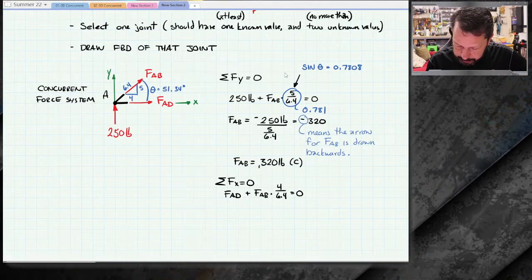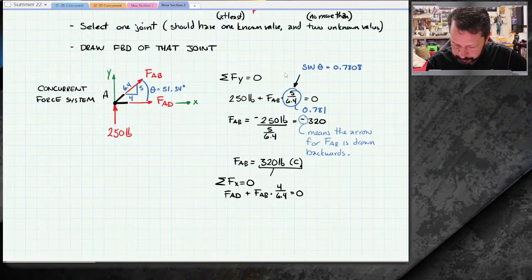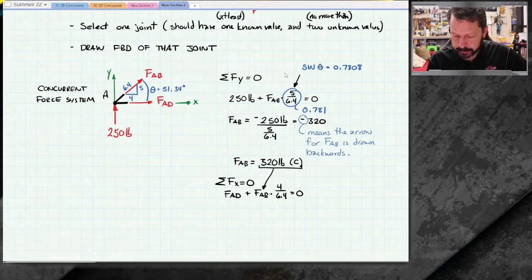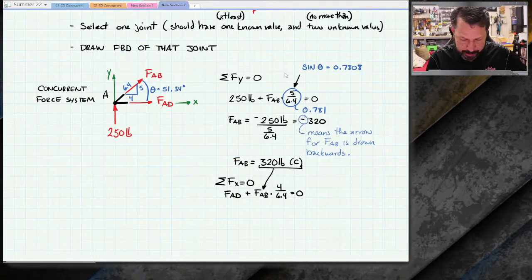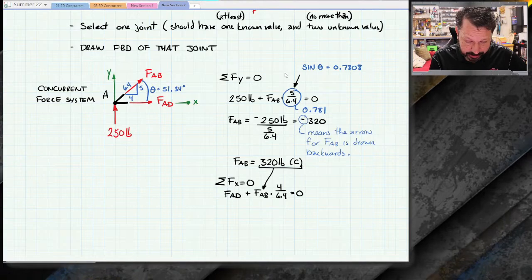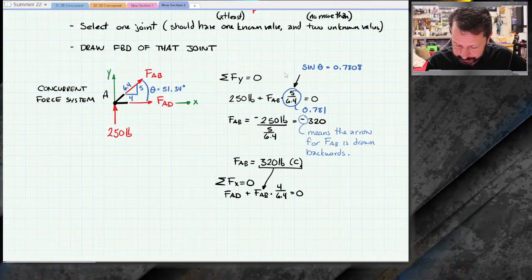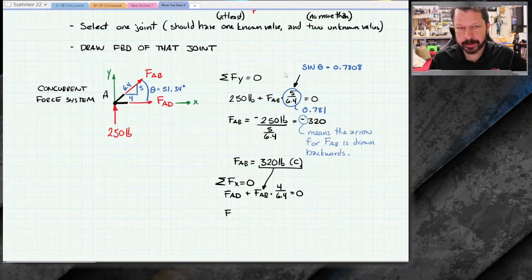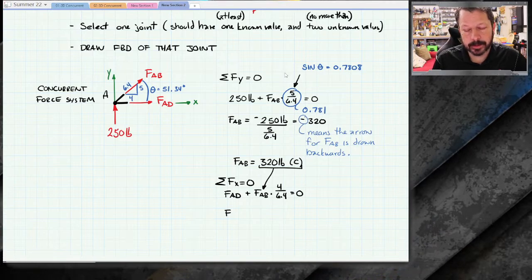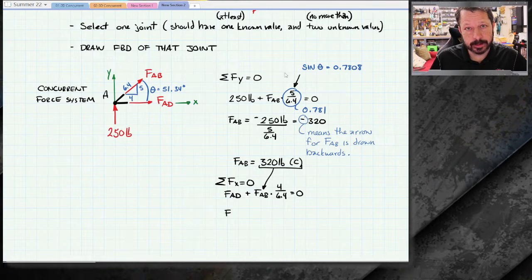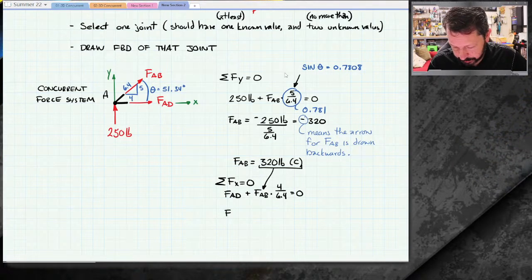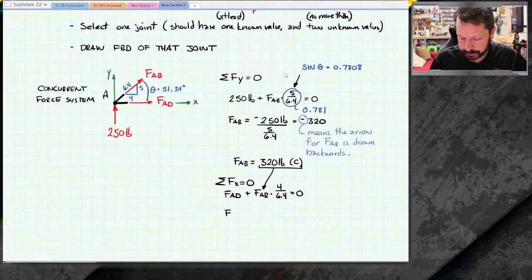Then I take my 320 pounds and I look at that. That's 320 pounds of compression. In my picture, I've shown it as tension, so that really needs to be a negative. That's why I like drawing all my arrows in tension when I don't know what they're supposed to be, because my negative signs are compression and my plus signs are tension. You don't have to do it that way. You just have to keep track of this stuff.